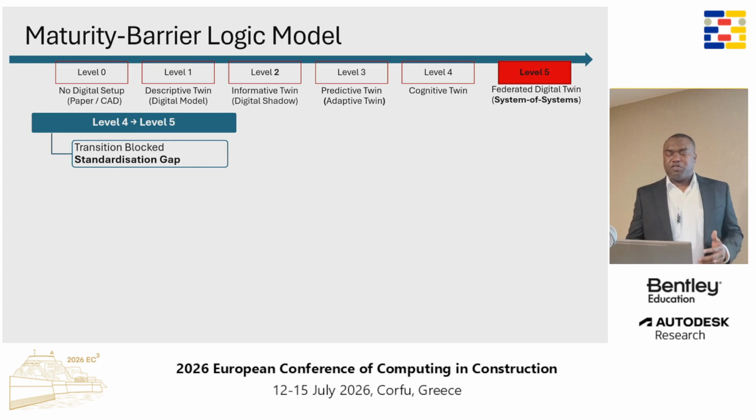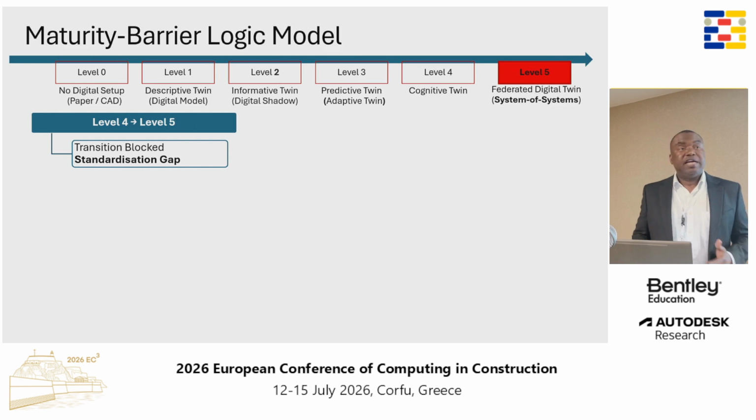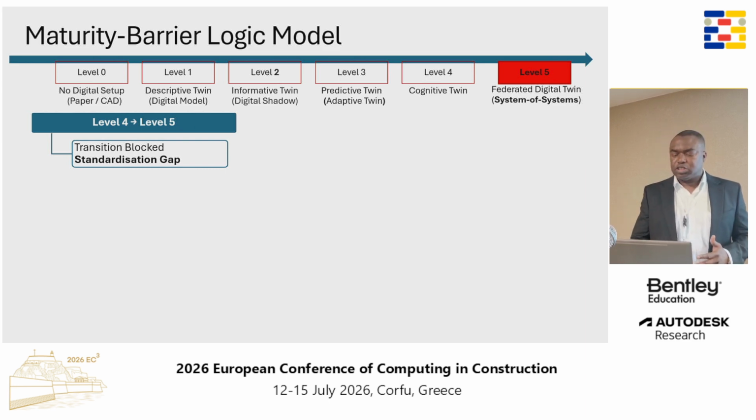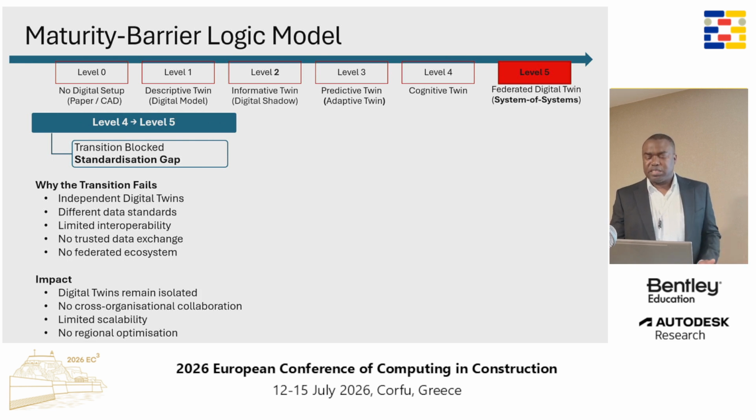And then we go to our level 5, the federated digital twin, a system of systems where multiple digital twins across organizations, buildings, cities interact and optimize together. The barrier here is that of standardization. Independent digital twins use different data standards, have no trusted exchange mechanism, no shared governance, so they remain in silos.